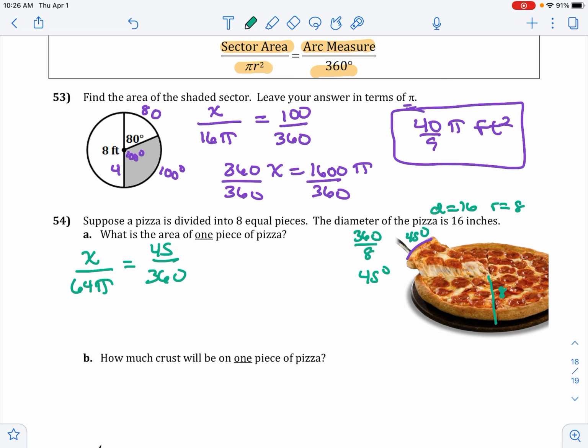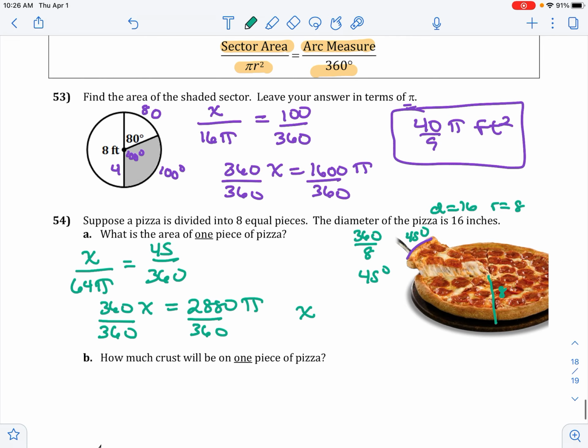All right, let's go ahead and solve for the area of the one piece of pizza. So we're going to do 360x, like we always do, and then 45 times 64, which is 2,880 pi. Divide by 360, and I think this one comes out nice. Divide by 8. And so divide by 360, we get 8 pi. So x is equal to 8 pi inches squared. So you're going to have 8 pi square inches of pizza.